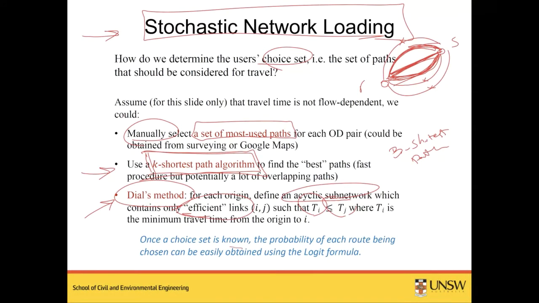And then once a choice set is known, whether it's manually selected, totally arbitrary, or using a K shortest path algorithm, then we can calculate the probability of each route being selected using the logit formula and the given utility function.